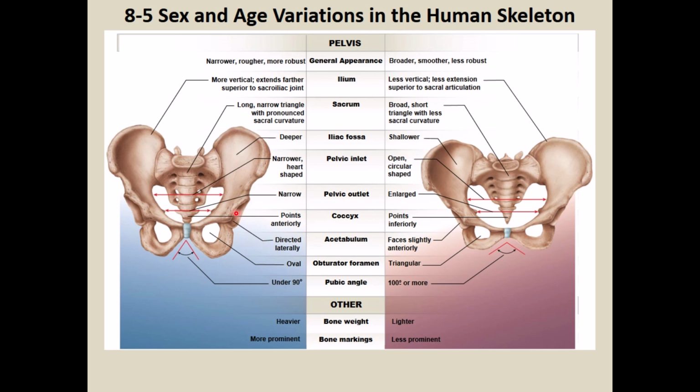You can see the acetabulum is located laterally, but in women it's located slightly anteriorly. You also see the obturator foramen is more oval shaped because the pubic angle is narrow, and in women it is more triangular in shape because the pubic angle is very wide.